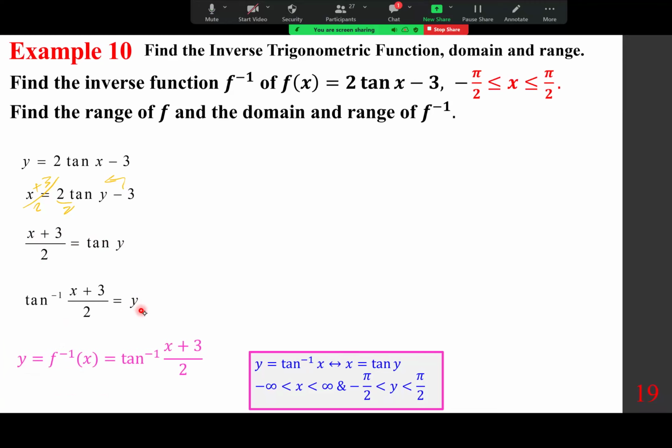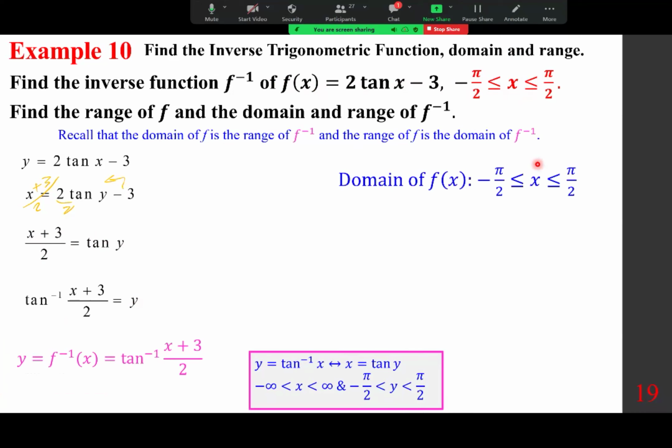This is given as the domain of the function f of x. So the same thing, according to this, must be the range for f inverse. So x is between these two numbers for f of x. Y is between these two numbers for f inverse. And so what is the domain of f inverse? Remember?